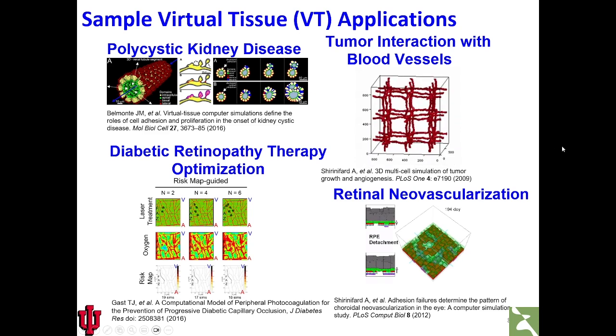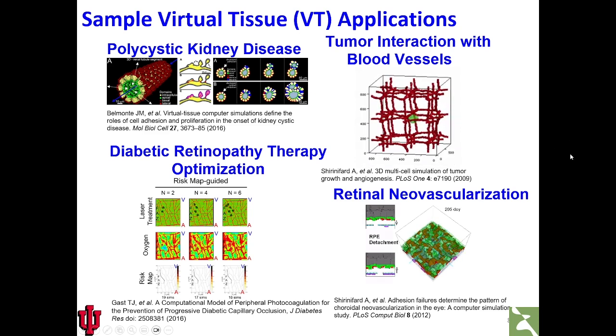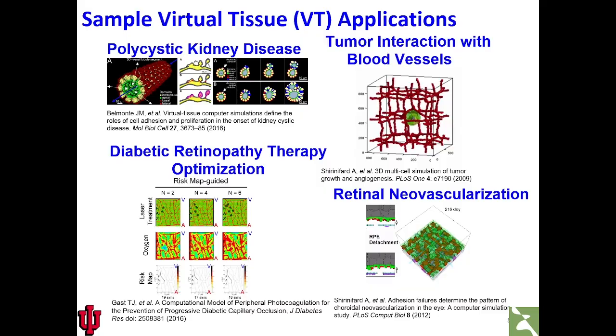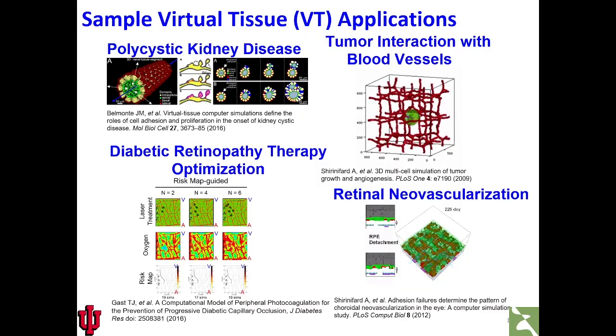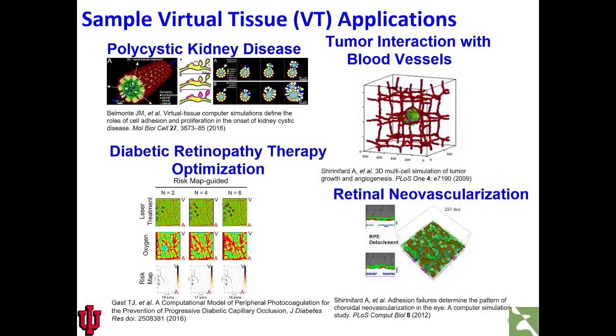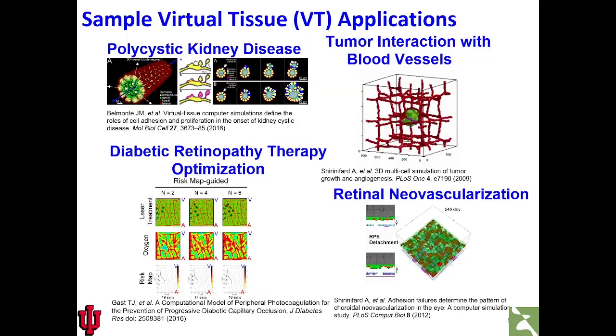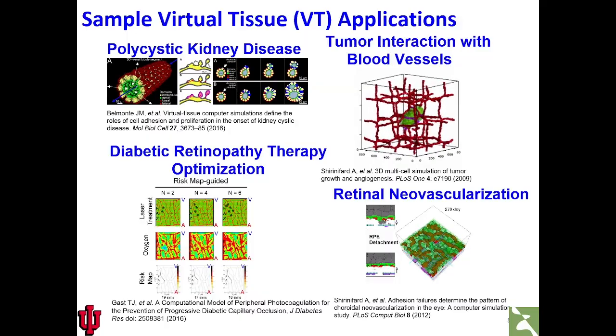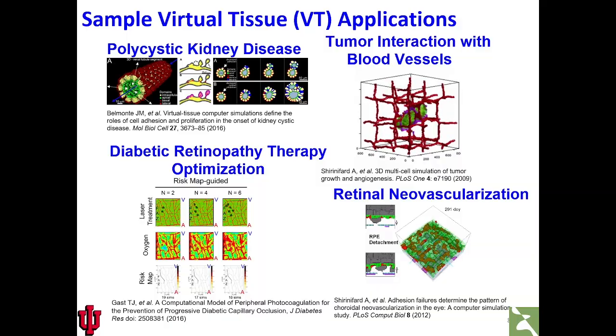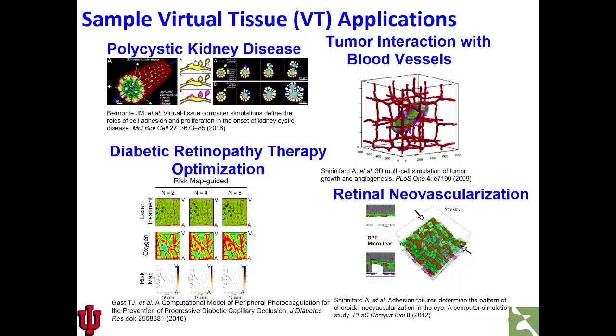In the upper right here, we have a video of tumor interaction with blood vessels as it grows within a vasculature network. You can see the vasculature there in red and the tumor growing in green, disrupting the vasculature. You'll see the vasculature reconnects at different points, and it's also modeling how the tumor is sapping nutrients from the vascular network as it grows.